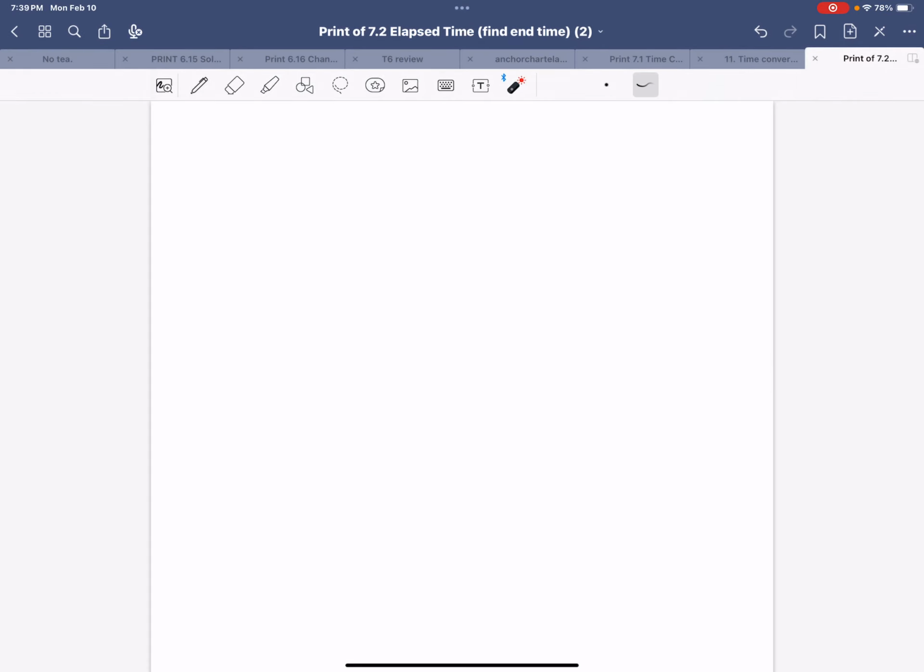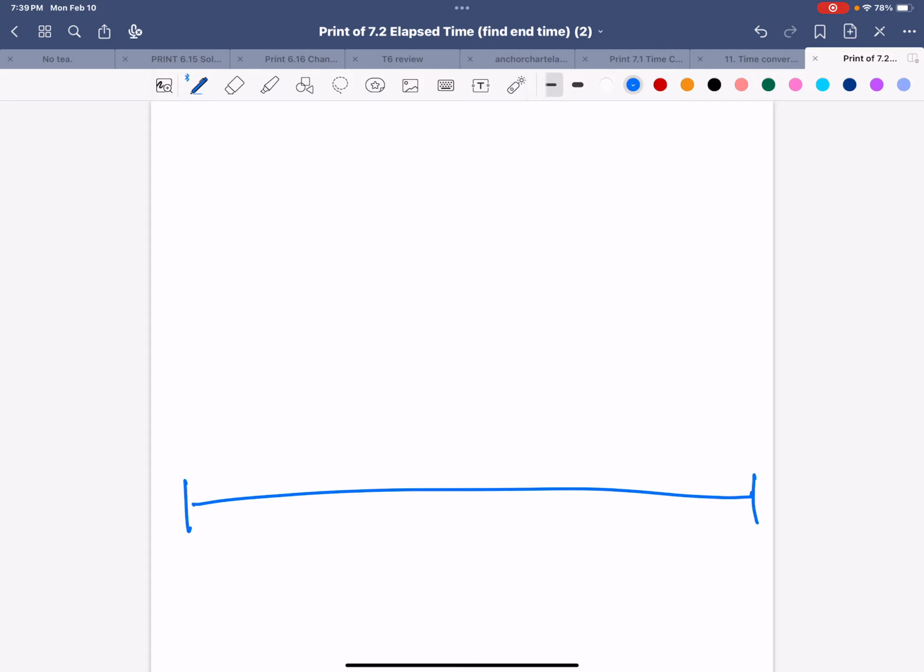All right, friends, today we're going to look at elapsed time. So for example, if I start driving at 11 a.m., and I get to my destination at 12:31 p.m., I need to figure out the time spent from 11 a.m. to 12:31 p.m. That would be called my elapsed time, okay?